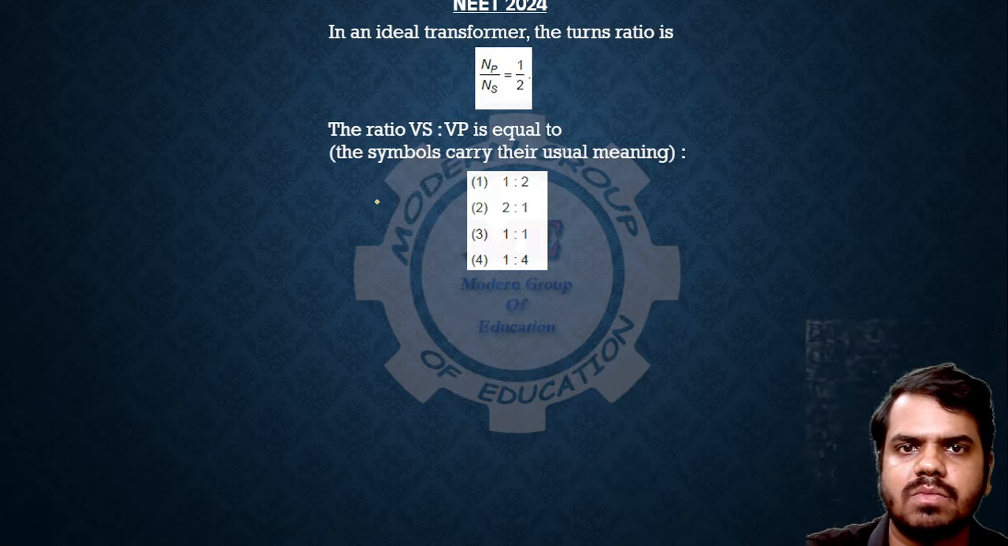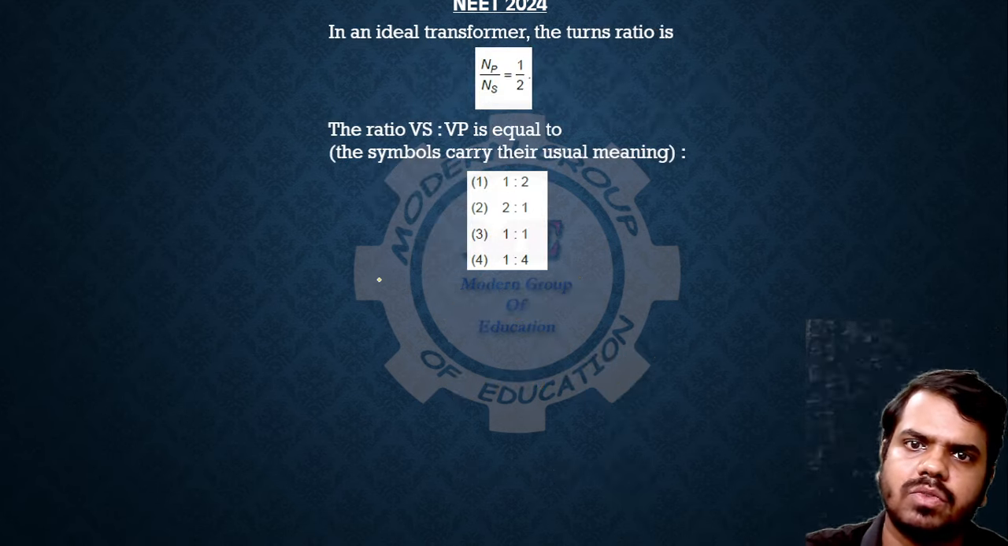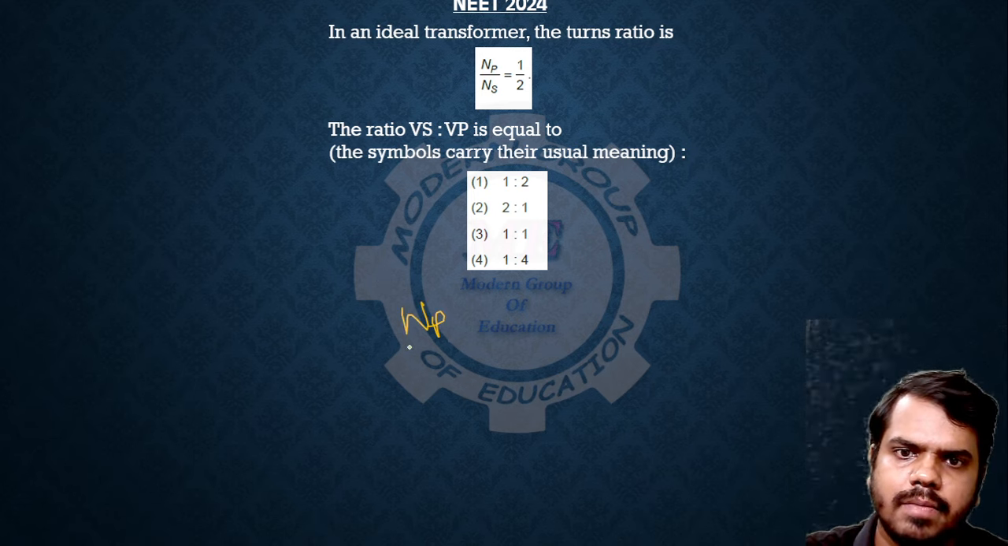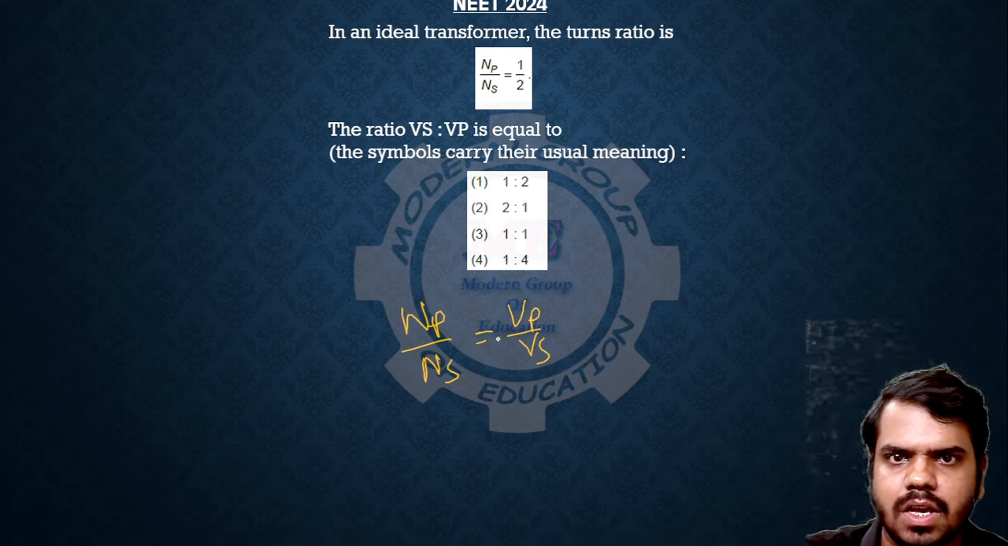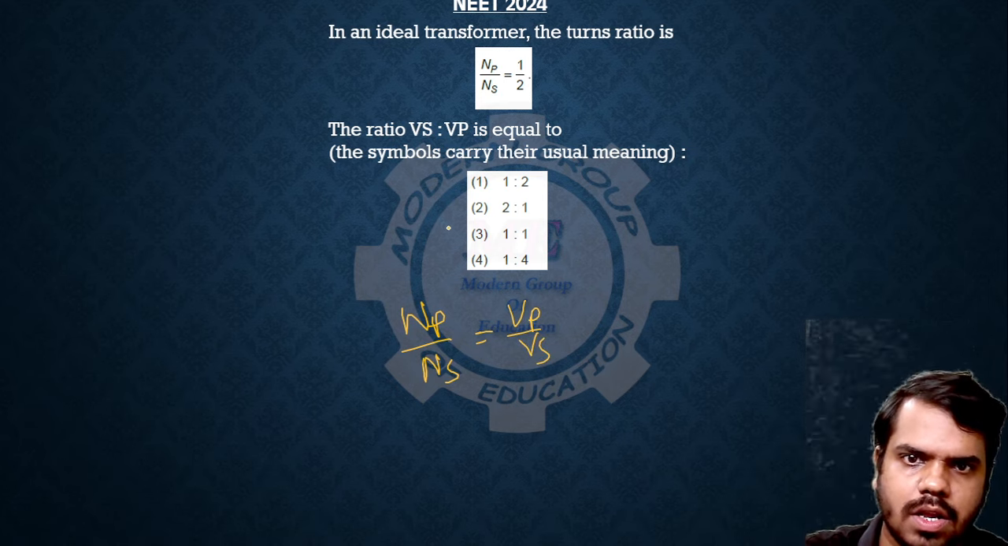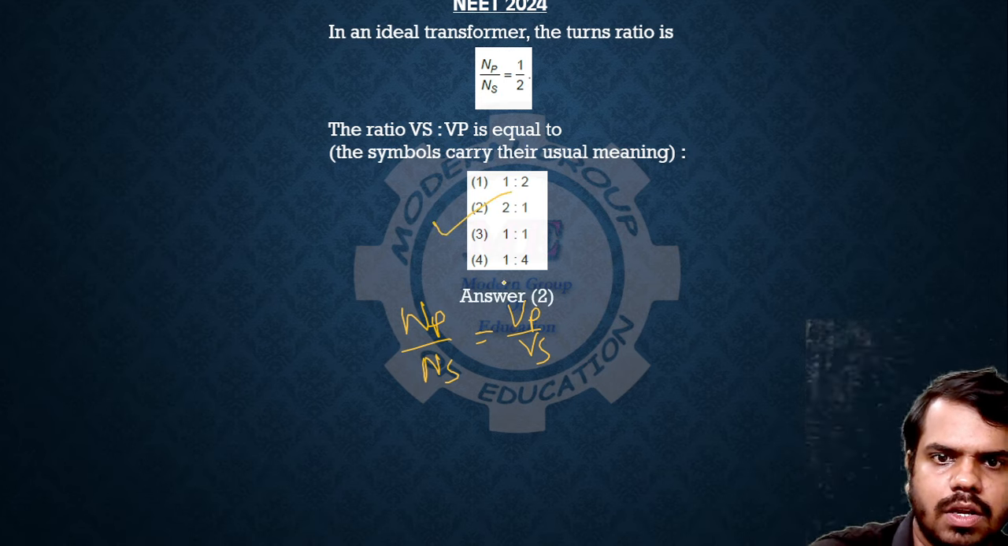Even in an ideal transformer, the turns ratio is NP by NS, so VS by VP. Very easy, very basic. NP by NS is equal to VP by VS. So you have asked VS by VP, so it will be 1:2, not 2:1. Option 2 is correct. 2:1.